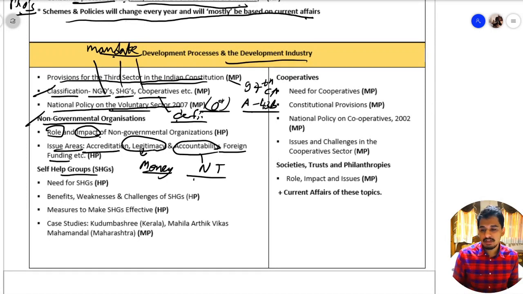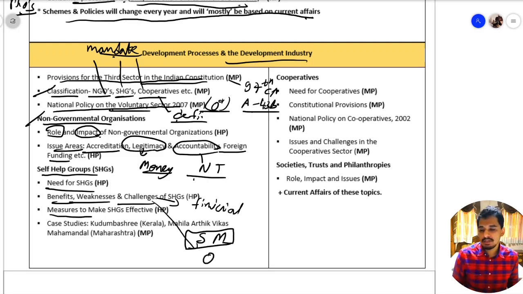Then we have self-help group. Why do we need them? What are their benefits, weaknesses and challenges? One of the challenges is that they have financial issues. Then they lack skilled manpower. They have organizational challenges. So these are challenges.